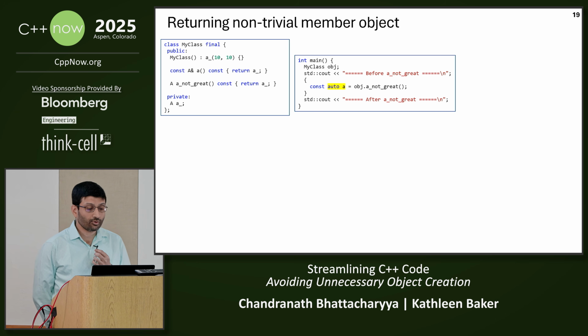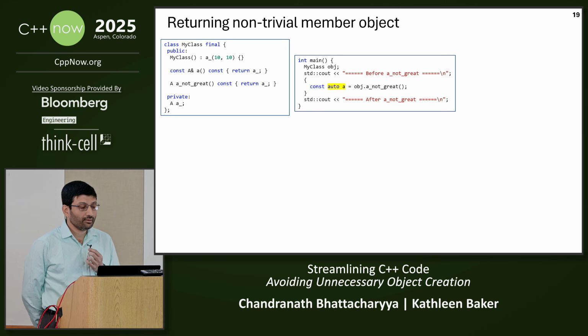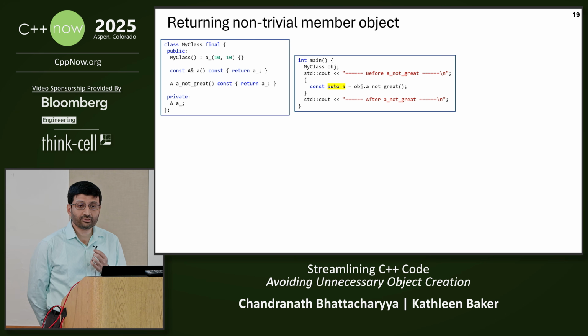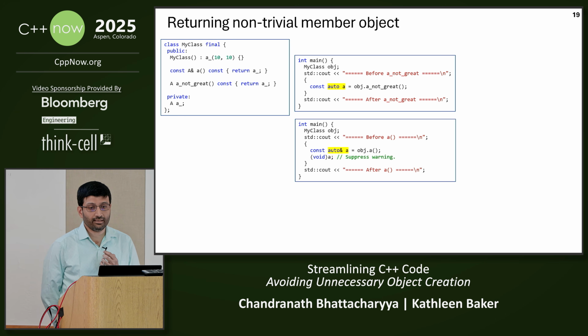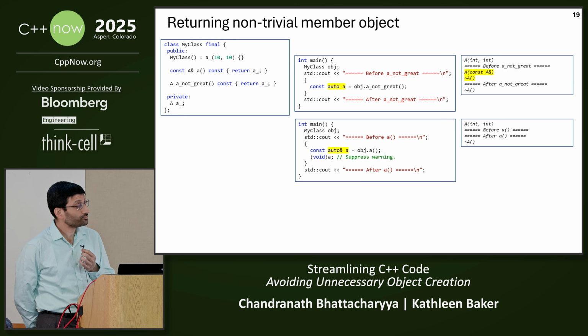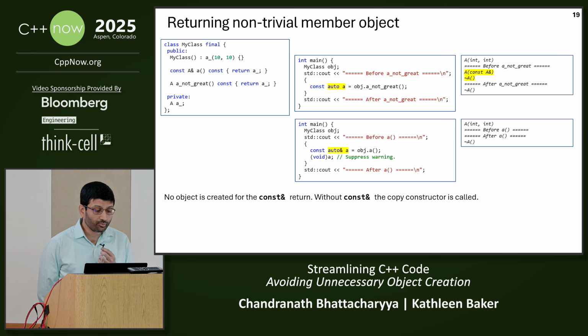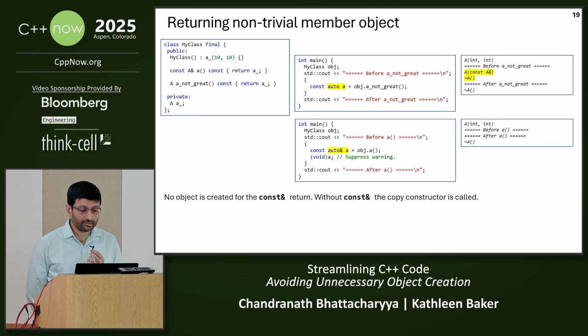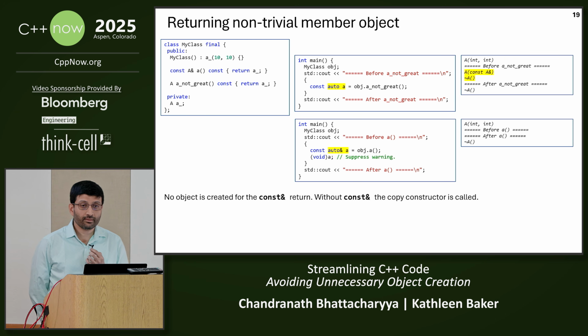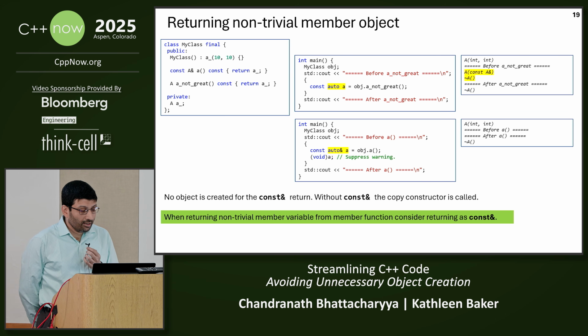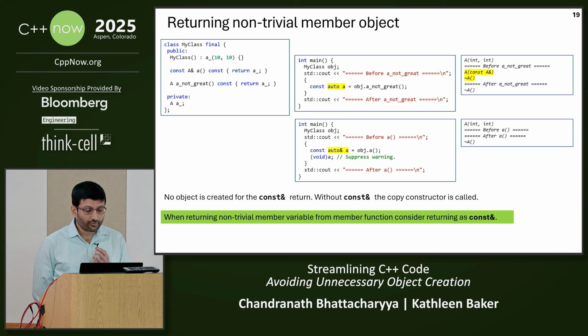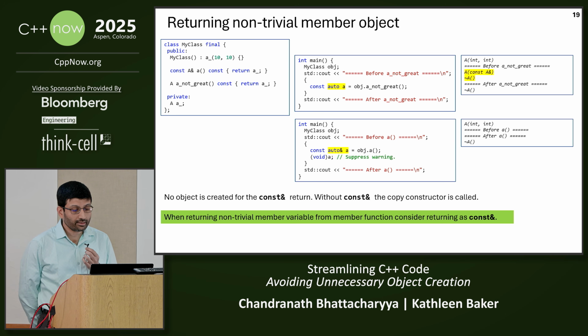Here is some code calling A not create. We just create my class and then call A not create. And here is some other code calling A. And here's the output. So as you can see, no object is created for the const reference return. Without the const reference, the copy constructor is called. So here's the guidance. When returning a non-trivial member variable from member functions, consider returning as const reference.